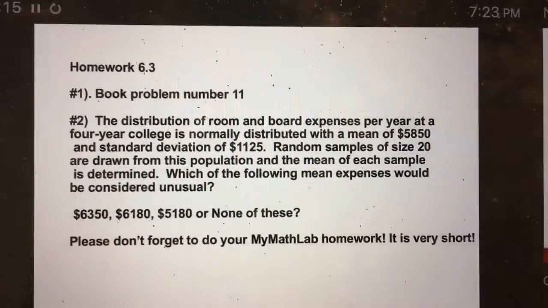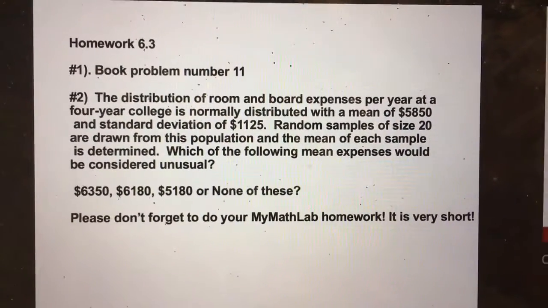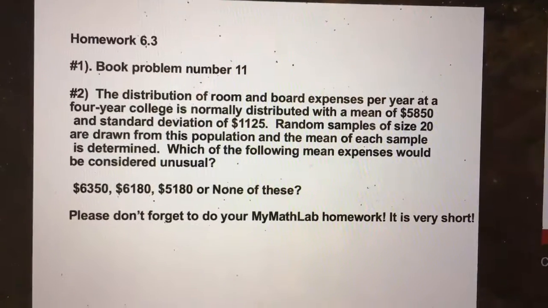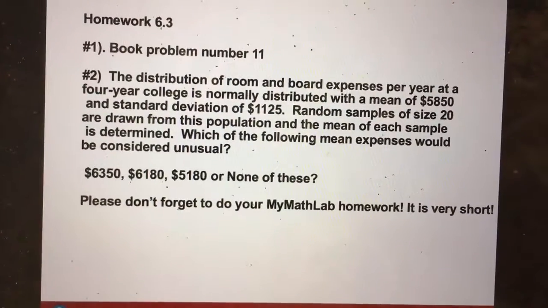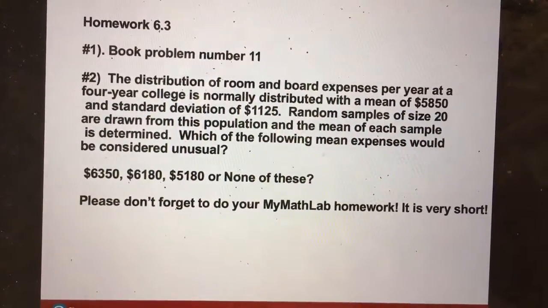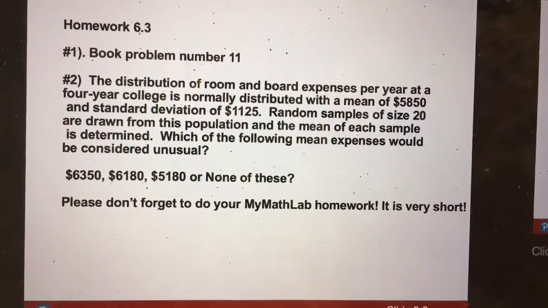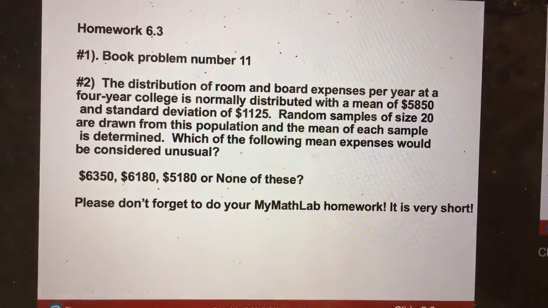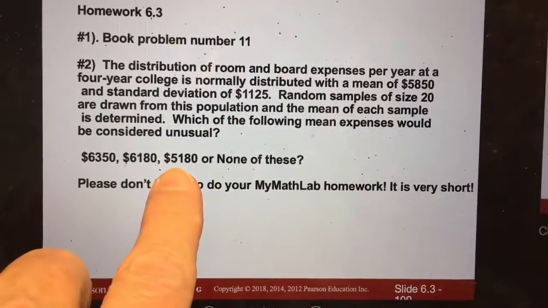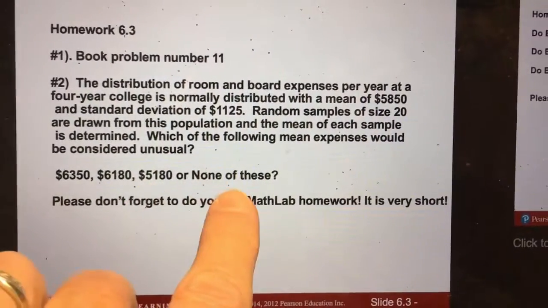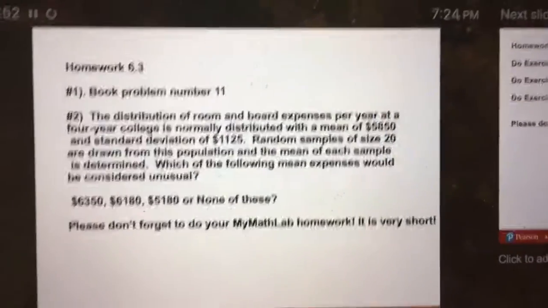It says the distribution of room and board expenses per year at a 4-year college is normally distributed with a mean of 5,850 and a standard deviation of 1,125. Random samples of size 20 are drawn from this population and the mean of each sample is determined. Which of the following mean expenses would be considered unusual? Then we have the 3 different ones down here that we're going to analyze and see which one is unusual, or are none of these unusual. After we do this one, I'll come back and do the book problem.